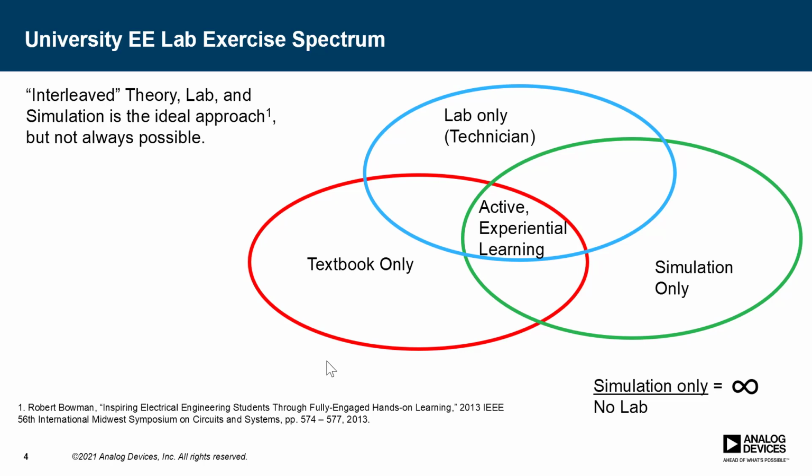So let's think about how we can apply simulation in an educational environment. Obviously it's important in industry, but it also has a place very early on in a student's academic career. Here's a little Venn diagram showing some approaches to university labs. I'm not a professor or a PhD, but I did teach mechanical and electrical engineering labs at University of Maine, and I regularly take the lab exercises that we develop at Analog Devices and present them as workshops at universities. We can look at this Venn diagram where, at one extreme, we have textbook only.